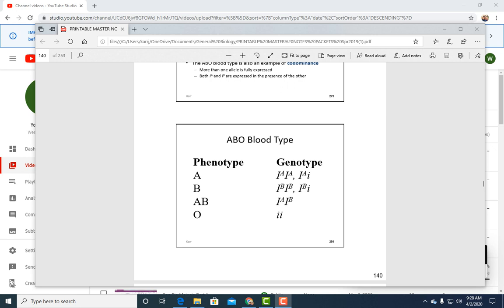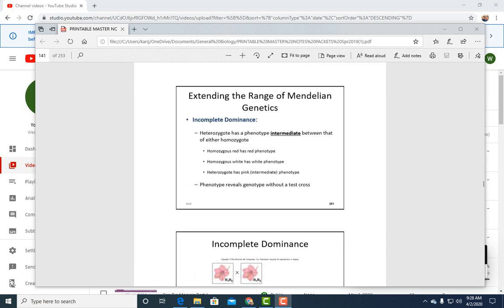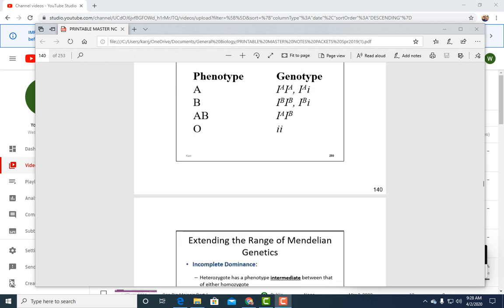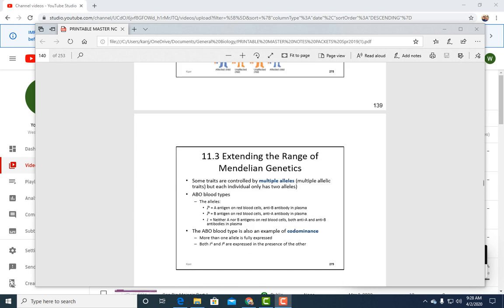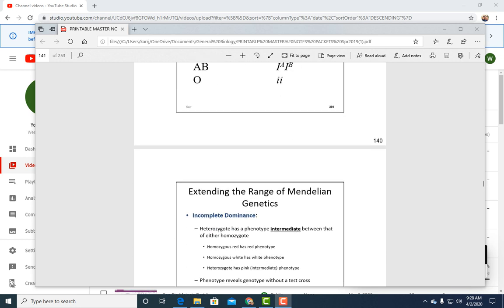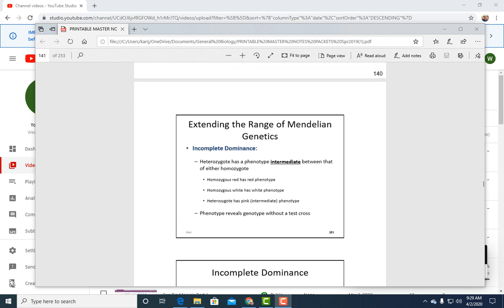So incomplete dominance is another type of dominance. So we talked about codominance, which means they're equally expressed. So blood type AB is an example of codominance. Incomplete dominance means the heterozygous individual is somewhere in between the homozygous dominant and homozygous recessive. So if homozygous recessive is white and homozygous dominant is red, in between red and white is pink. So the heterozygous individual would be pink.